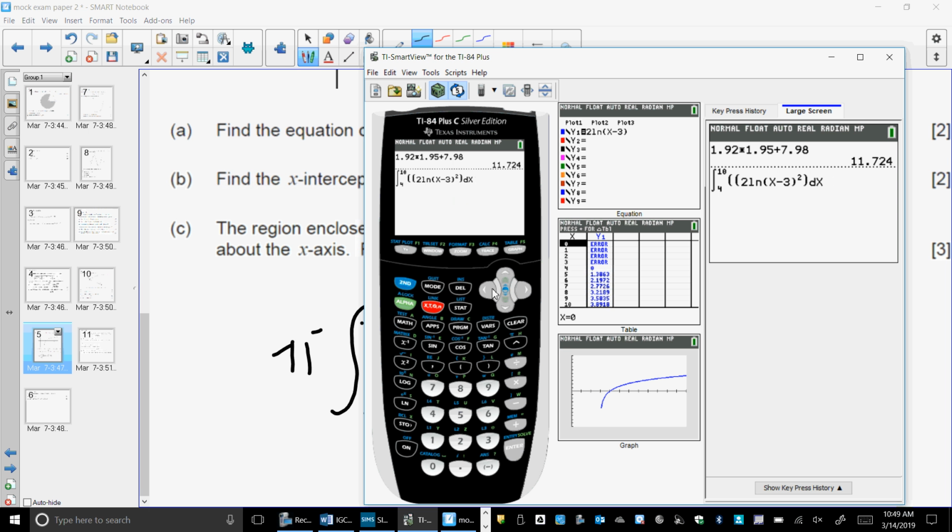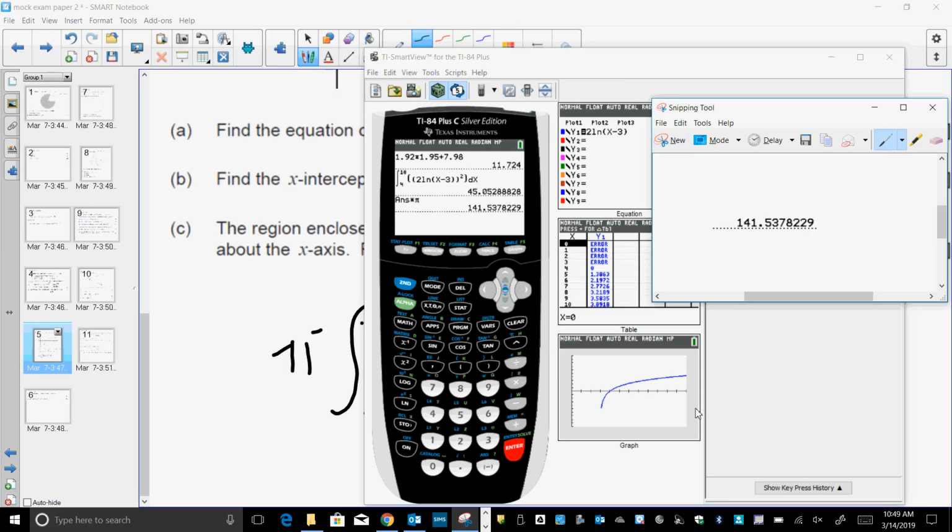Oh no, that square's in the wrong place. So I need to close the bracket and square there. Okay. And this is the bit without the pi, so we have to deal with pi in a second. So that gives us 45, and then we multiply that by pi, which gives us, sorry, not 144 at all, it's 141. So there we go, that gives us an answer there.